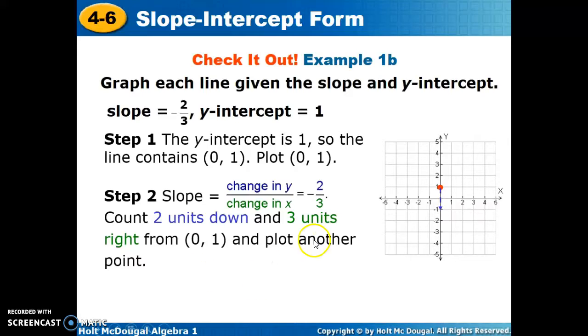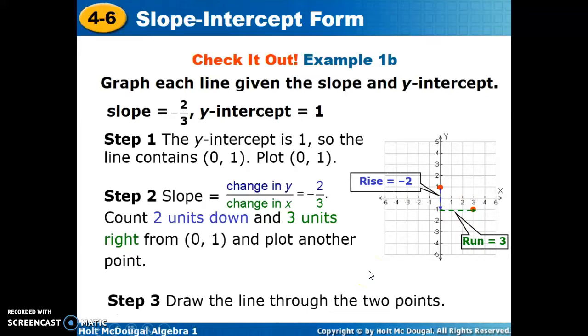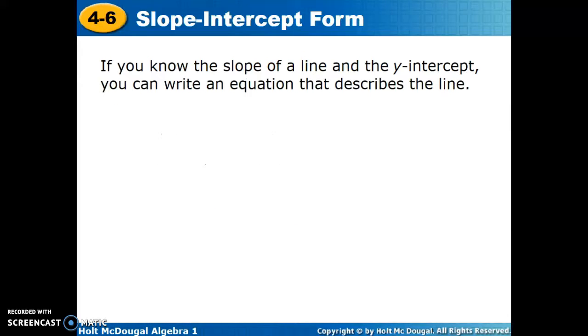One of them's negative. And they've chosen to give the rise the negative value. Only one of them gets it. This is negative 2, but positive 3, giving us the negative value for our slope. Drawing the line through the points, this is what your graph should look like.